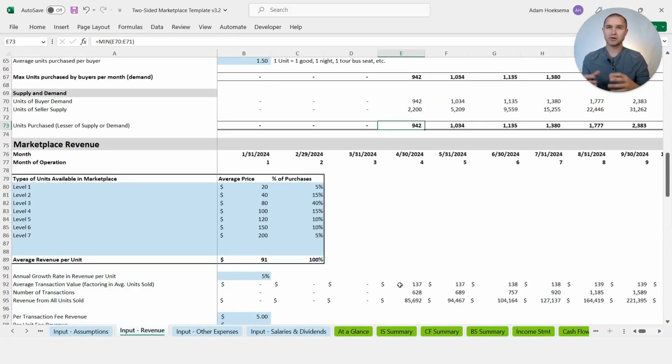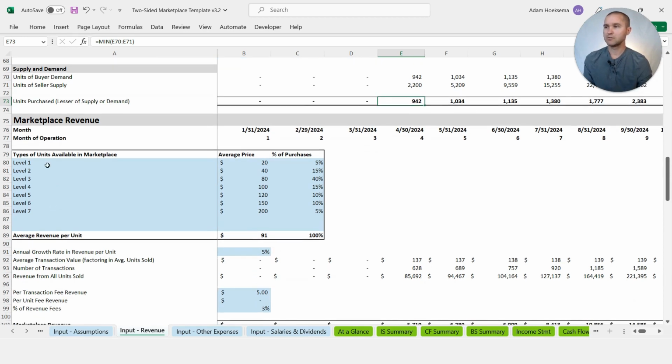So now we know we're selling 942 units on the platform in that month. Now we need to figure out what types of units we're selling. We can have different levels or types of product that we're selling, or types of services if we're doing services, with average price points. This gives us a way to break down how those units are being distributed.